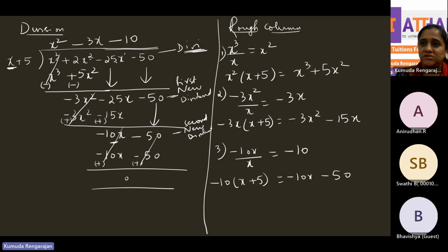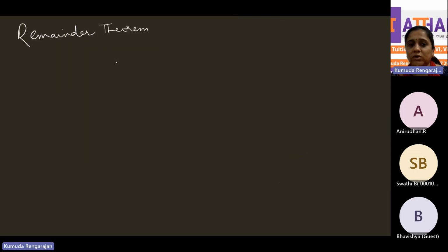This division, the degree of the dividend can be 7, the degree of the divisor can be 3, you can divide. Here it's fine. But if you want to use the remainder theorem, now why is the remainder theorem used? The remainder theorem is used only to find the remainder, not the quotient.